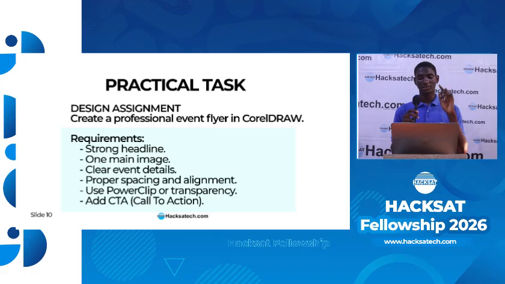And the last golden rule of a flyer is that you should have high quality images. If you are designing a flyer and the image you use does not have a very high quality, it totally makes your design look less professional. So make sure your design has very high quality images whenever you want to use images on your design.